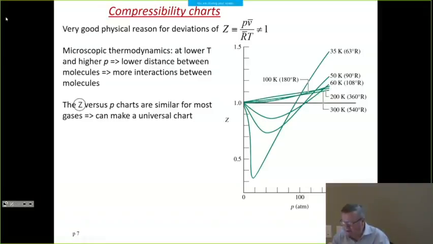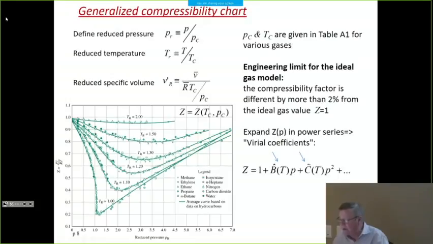The next step is we can make this Z versus P chart really a universal chart for all gases. And the way to do that is define a reduced pressure, which is the actual pressure over a P sub C, which is a characteristic of the gas. It's tabulated in table A1. And a reduced temperature, T over T sub C, which is also tabulated in table A1 for various gases. Then you have to define some sort of reduced specific volume, but it's really V bar, which we know, R bar, which we know, and then this T sub C over P sub C. So that's a little bit of algebra.